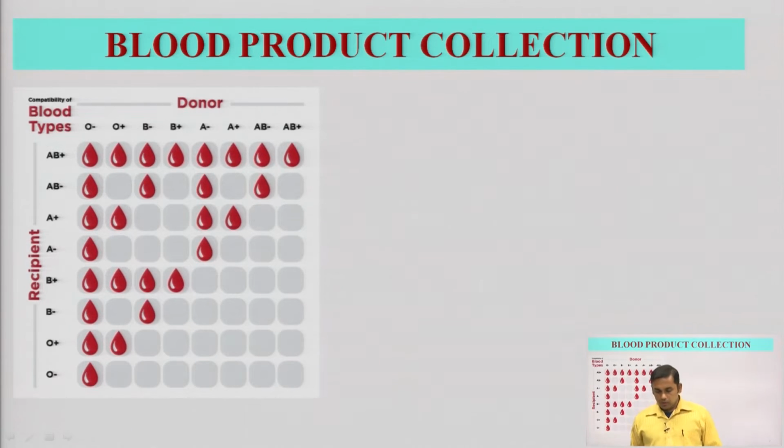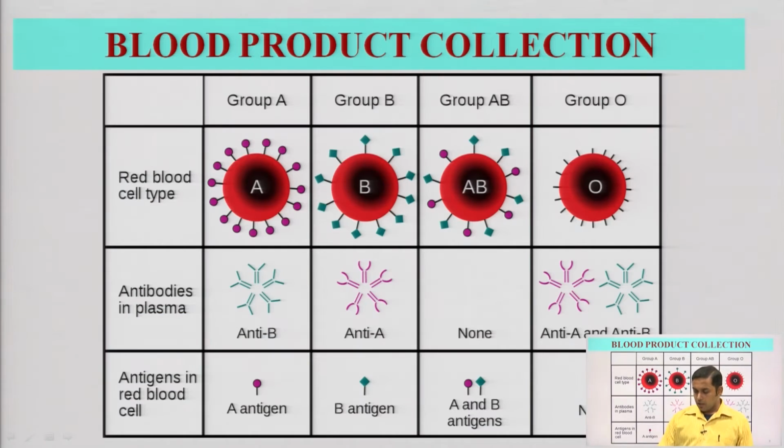Now, in the case of donors and recipients, we have already discussed that we cannot receive blood from anybody. Why? Because of the various kinds of blood groups. How are they grouped? They are grouped based on the antibody present in the plasma and the antigen present on our RBC.